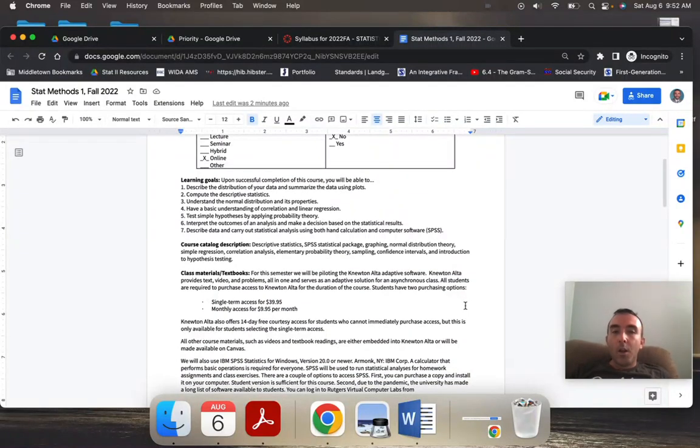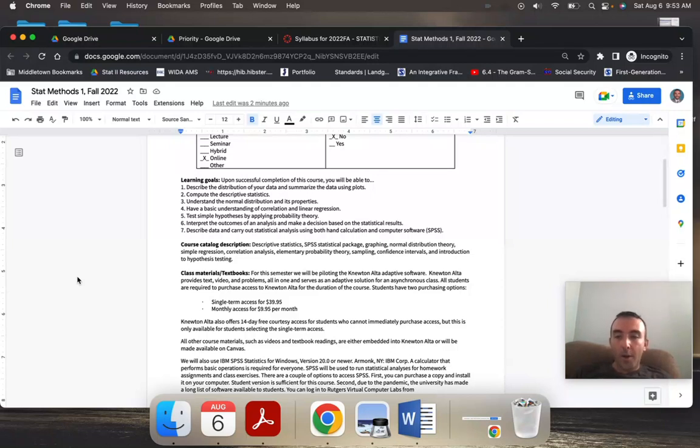We have a couple of major learning goals for this course. Upon completion, you will be able to describe distribution of data and summarize it using data plots. You will be able to compute descriptive statistics, understand the normal distribution and its properties, have a basic understanding of correlation and linear regression, test hypotheses by using probability theory, interpret the outcomes of an analysis and make a decision based on the test results, and describe and carry out statistical analysis using both hand calculations and SPSS.